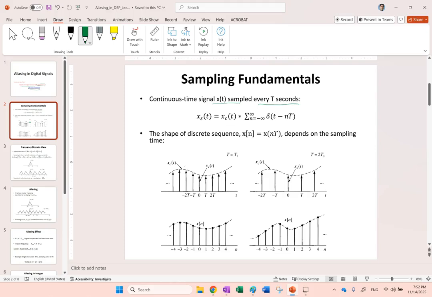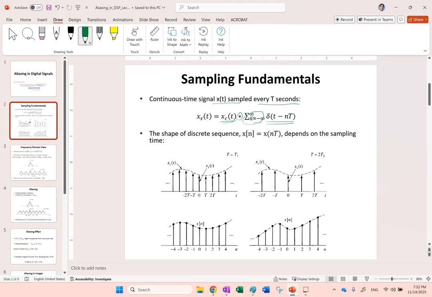Every T seconds. This T is called the sample time. It could be a very small number or a little bit bigger. It's typically under our control. So if my continuous signal is x sub c of t, I'm going to multiply it with a train of impulses. These impulses happen at the times nT, their magnitudes are all 1, and there are an infinite number of them, from negative infinity to positive infinity, where n is an integer.